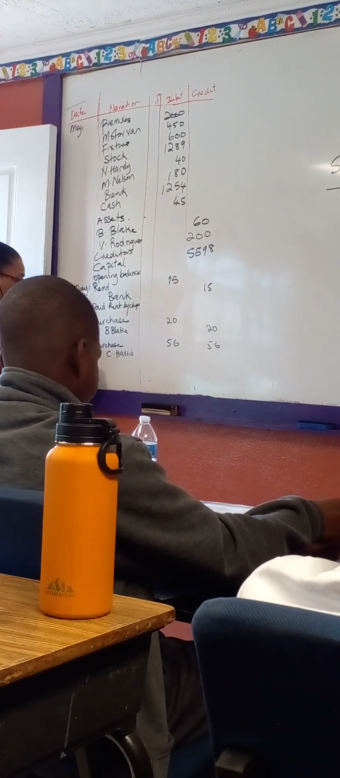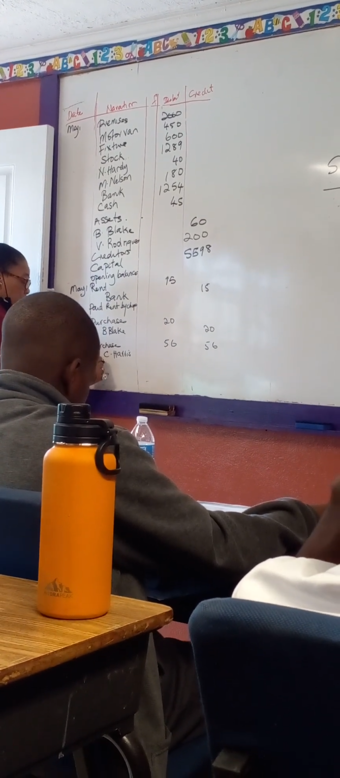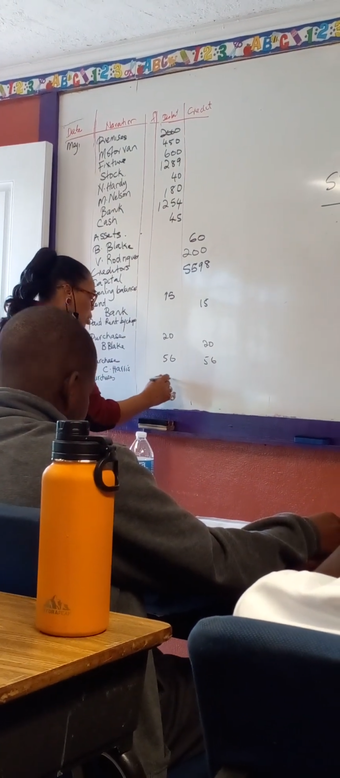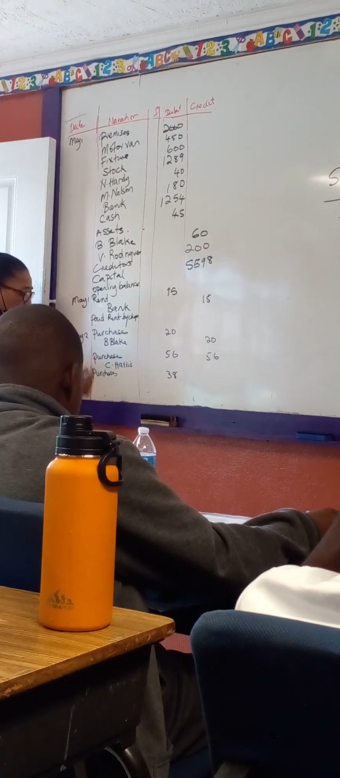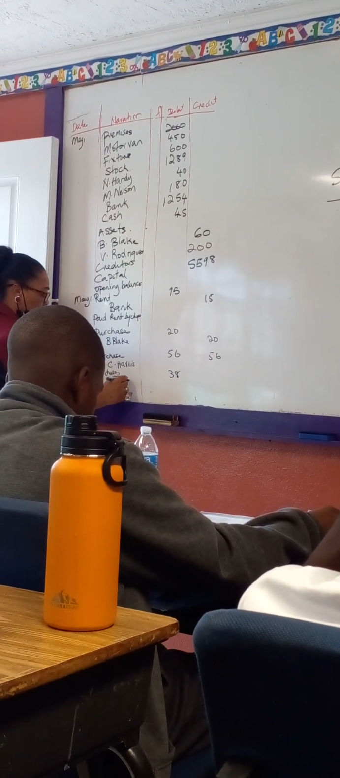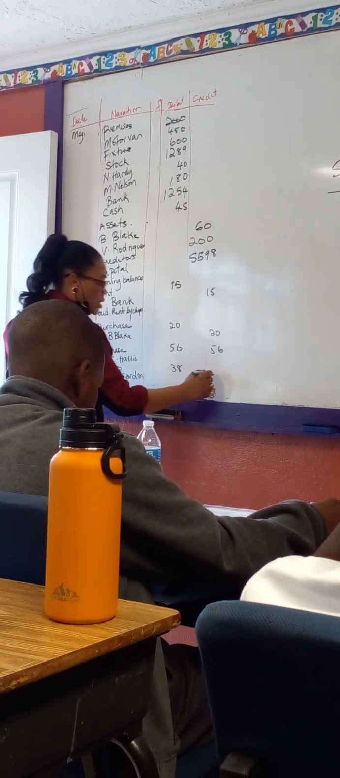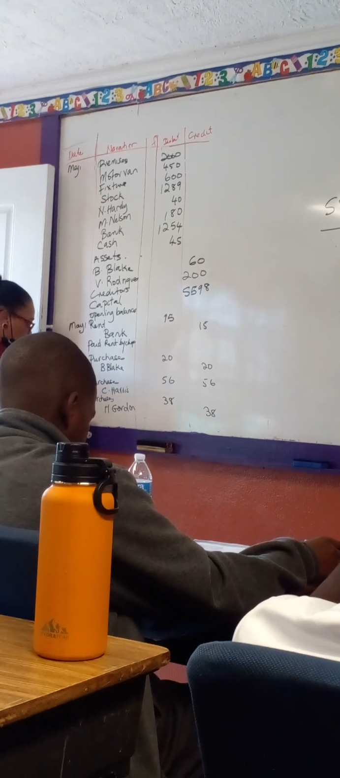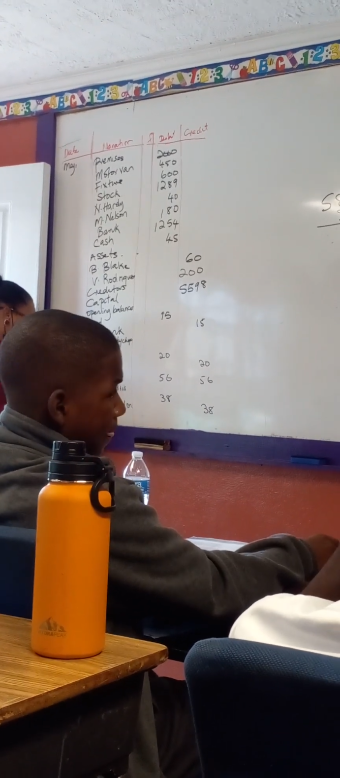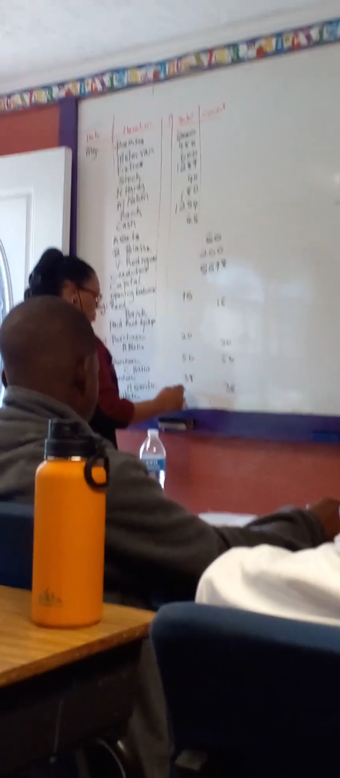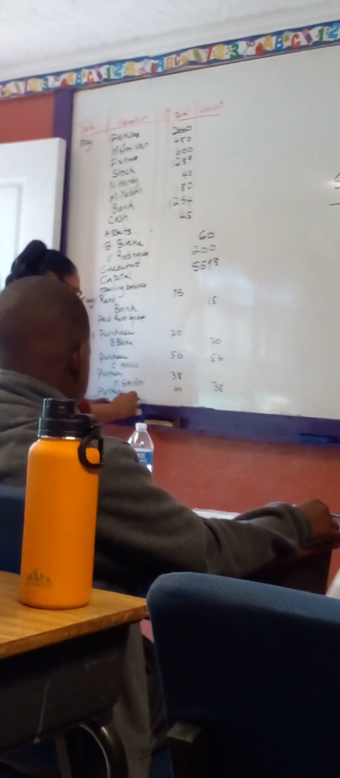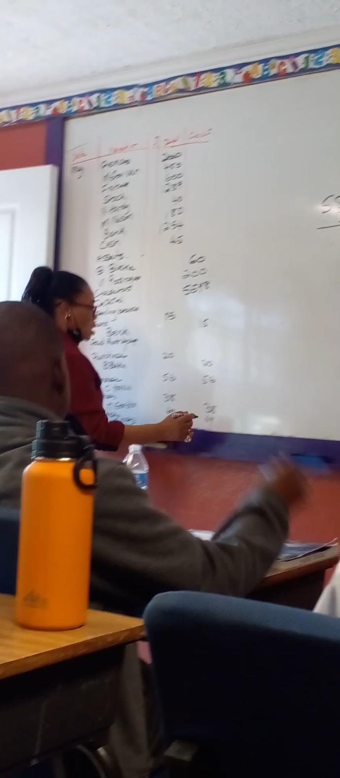H. Gordon. We have purchases again from H. Gordon. Purchases for how much? 38. From H. Gordon, and I'm going to credit him with 38. Was there anything else? N. Lopez, $69. What's his figure? 69.